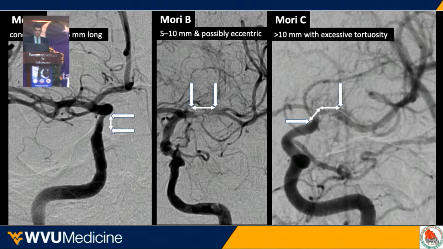These are 3 classifications which are descriptive. Again, everything doesn't always fit neatly into these categories, but for whatever it's worth, a less than 5 millimeter concentric lesion is classified as Mori A, 5 to 10 millimeter, possibly eccentric like in this middle cerebral artery, B, and then a tortuous segment more than 10 millimeter is classified as a C.